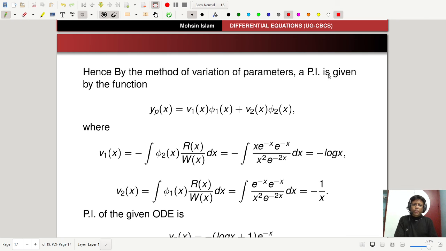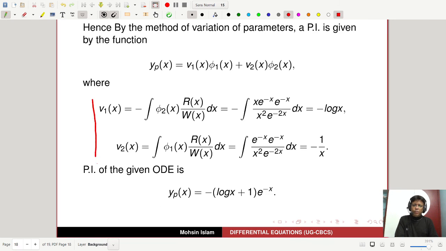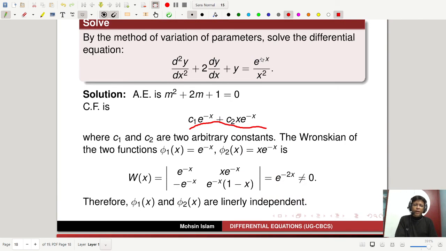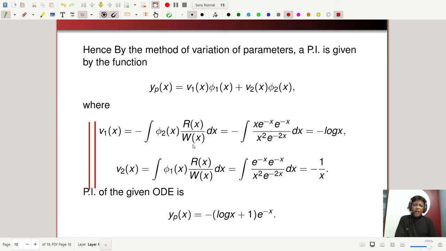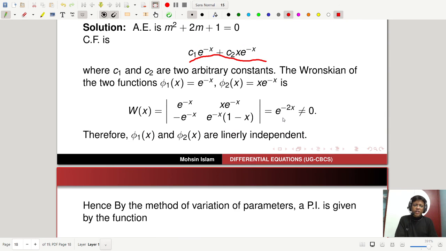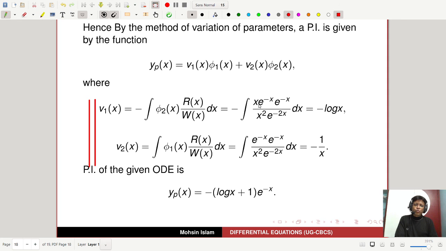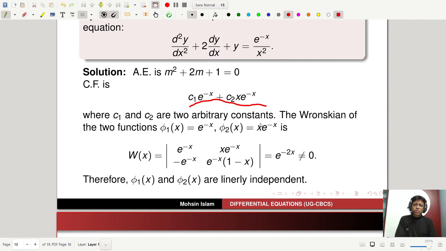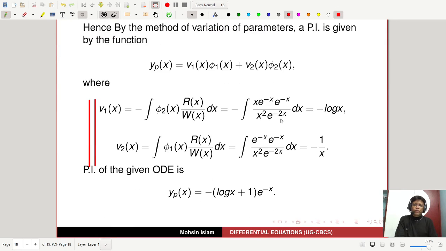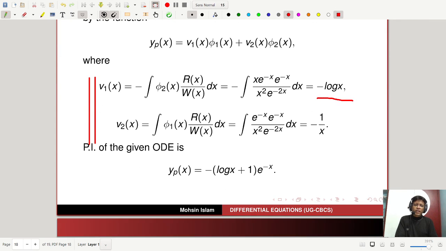Now you write the particular integral in this form: yp(x) equal to v1(x) phi 1(x) plus v2(x) phi 2(x), where phi 1 and phi 2 are linearly independent solutions, and v1(x) can be calculated by these results. These are the results stated by the theorem. So v1(x) is minus phi 2 R(x) by W(x). So what is your R(x)? R(x) you see is e to the power minus x by x squared, and W(x), that is the Wronskian, is e to the power minus 2x, and phi 2 is x e to the power minus x, right? This part is your phi 2. So if you simplify, after integration, you have minus log x.